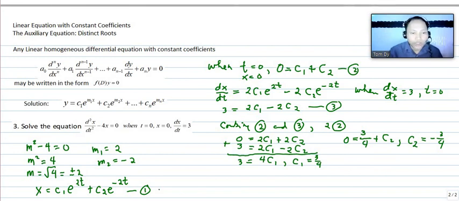From this equation, we will substitute the values of c sub 1 and c sub 2. So again, we write x, which is equivalent to, instead of c sub 1, 3 over 4 e raised to 2t, plus c sub 2, which is negative 3 over 4, so negative 3 over 4 e raised to negative 2t. This will be our final answer.